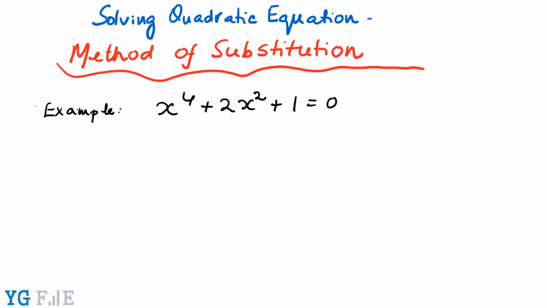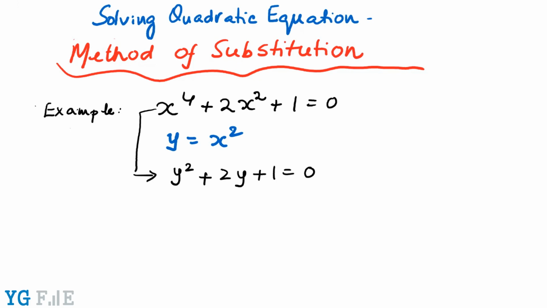That means we are going to replace x^2 with y. So I will let y be x^2. So this equation then will become, for x^4 it will be y^2, and for x^2 it will become y, plus 1 equal to 0. So what we have done is we transformed the variable x^2 as y and then substituted it. So now this looks like a quadratic equation.